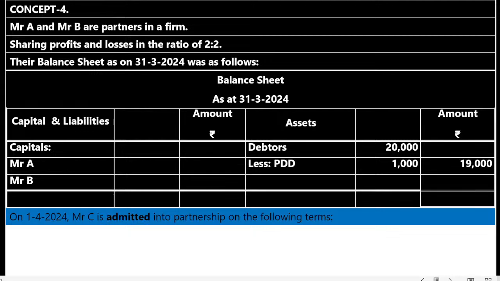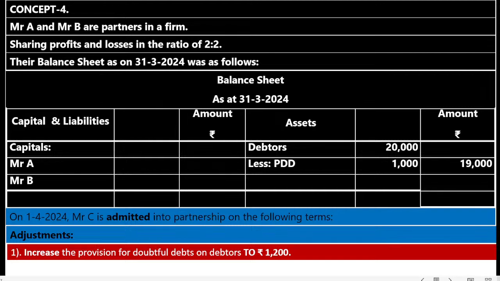Who are the old partners? Mr. A and Mr. B. What is the old profit sharing ratio? 2:2. What is the old balance sheet date? 31st/3/2024. The date on which Mr. C is admitted into partnership firm is 1/4/2024. Who is the new partner? Mr. C.